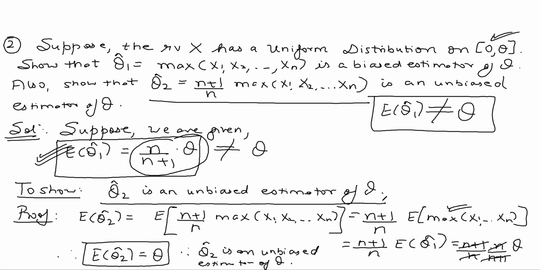So hoping all students have understood this question as well. We had to show two things. First, using logical argument, we have shown that theta 1 hat is a biased estimator of theta. And then using this information, we have shown that theta 2 hat is an unbiased estimator of theta. So hoping all students have understood this.